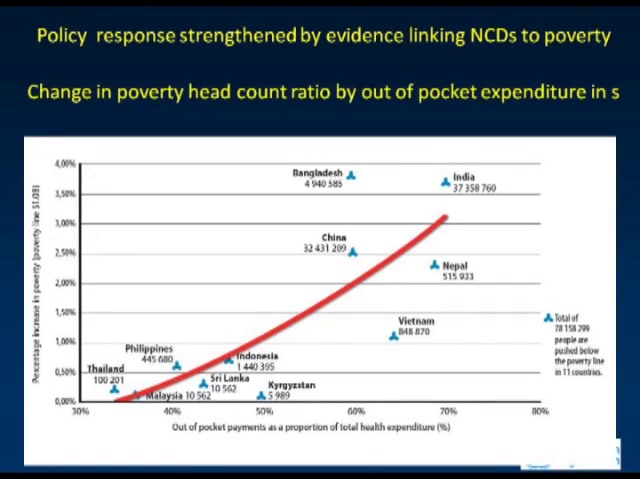For example, this diagram that you see here shows on the x-axis out-of-pocket payment as a proportion of total health expenditure, and on the y-axis, the vertical axis, percentage increase in poverty as a result. You can see countries like Bangladesh, China, India, Nepal, as a result of out-of-pocket expenditure, a large proportion of people are getting into poverty. Those who are in poverty get worse, of course, but there is an increase in the poverty headcount, because these conditions are chronic and they need long-term care, and particularly if they are diagnosed at late stages, they need high technology, expensive care.